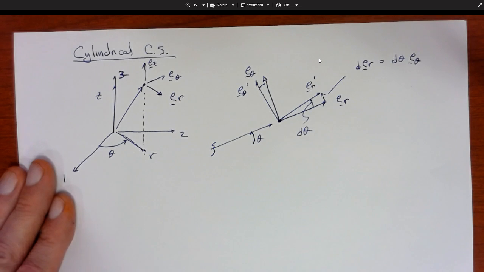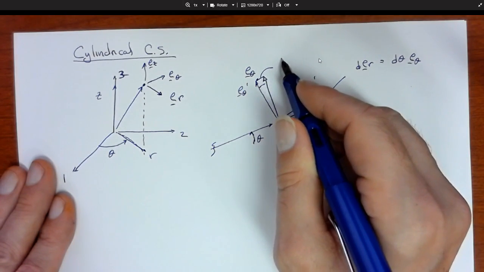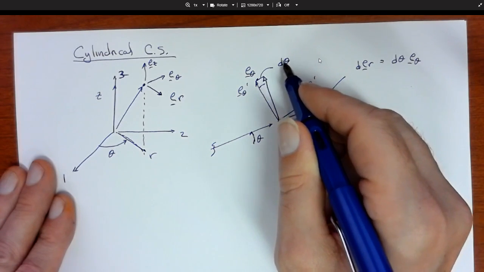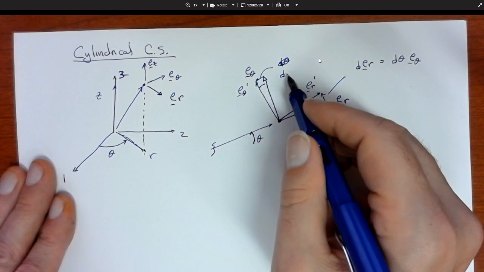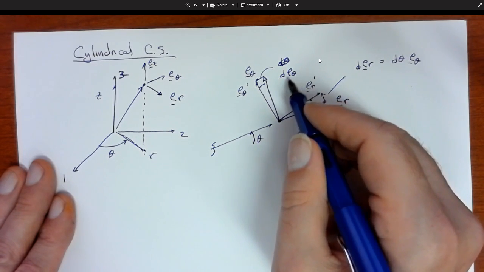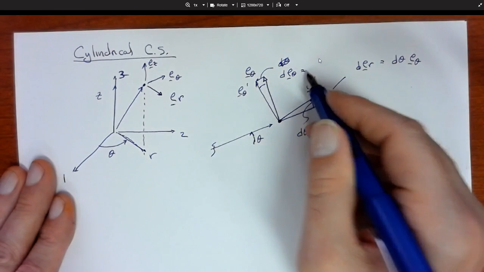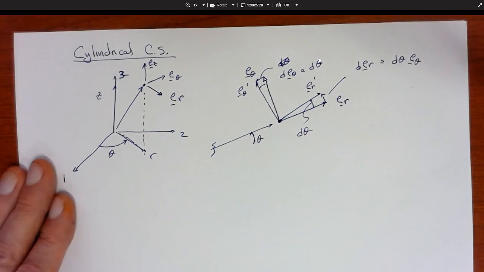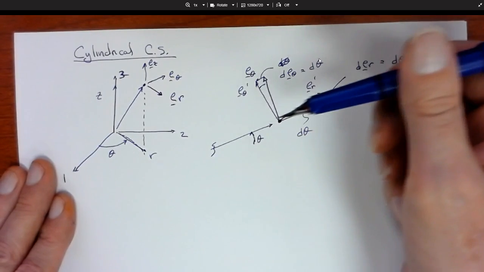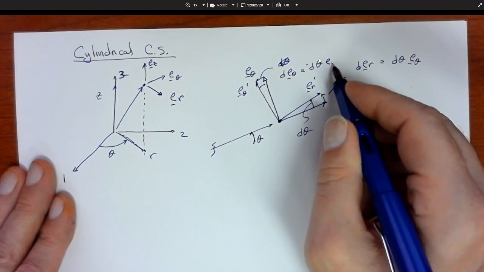Likewise, we can look up here, and this is how much E theta changes when we perturb it by d theta. Likewise, that is also a unit vector, so it's going to have a length of d theta, but it's moving in the negative ER direction. So there's a minus sign there, ER.